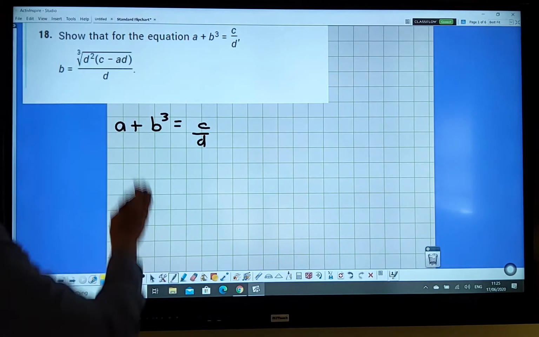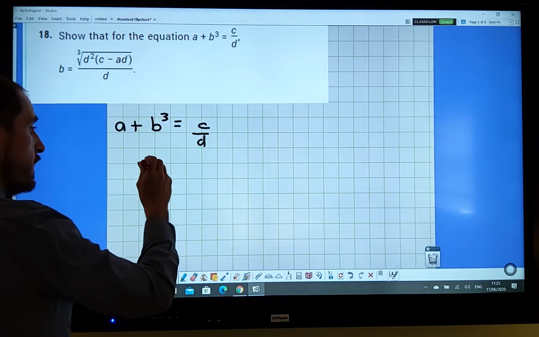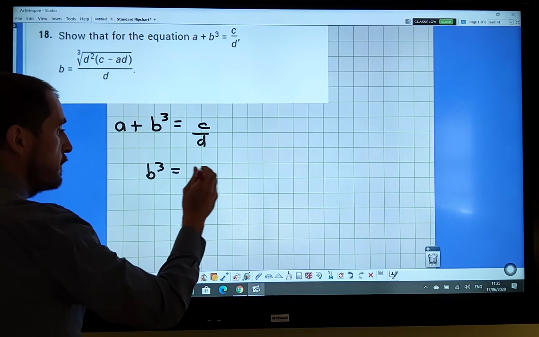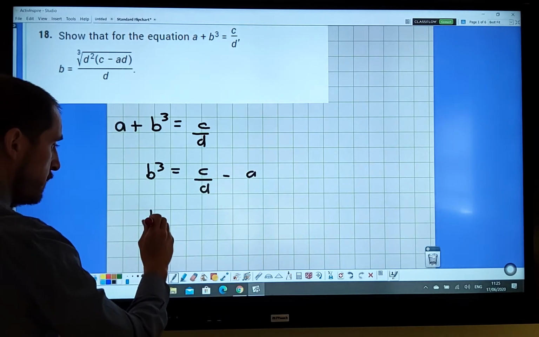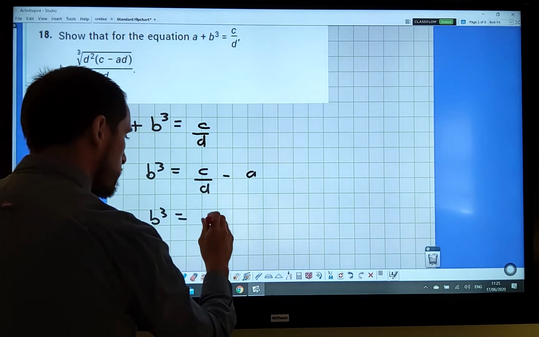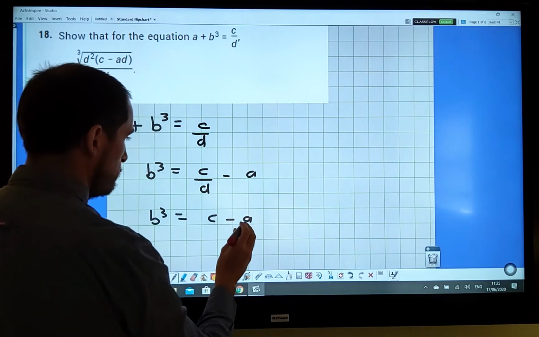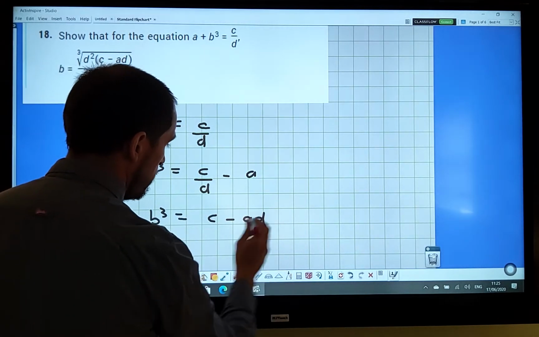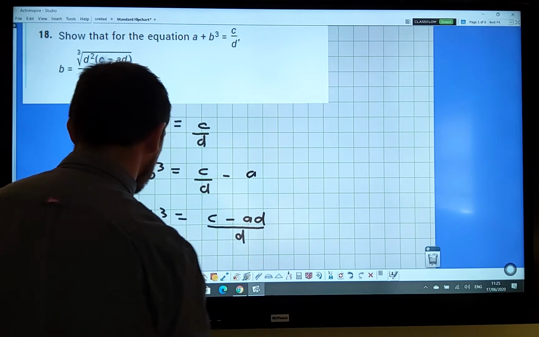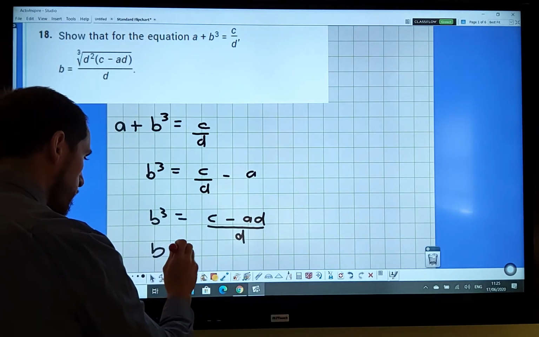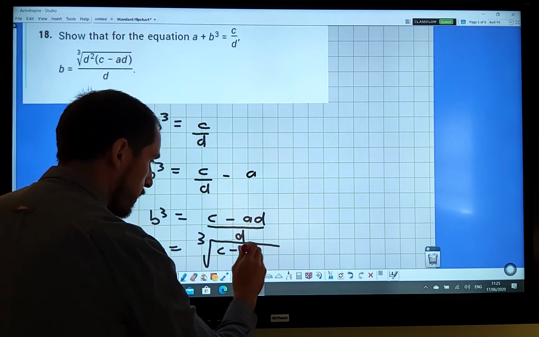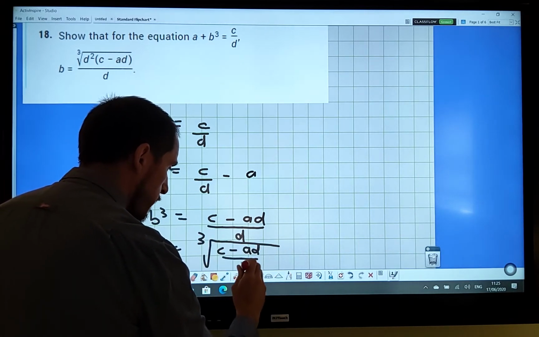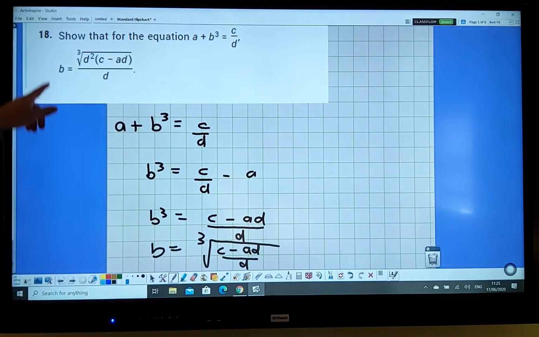Okay, so you want to get b on its own. So you're going to do b cubed is equal to c over d minus a. And that can be written as b cubed is equal to c minus ad all over d. So b is equal to the cubed root, so you have to get the cubed root of everything, c minus ad all over d. Now, you have your b, right?